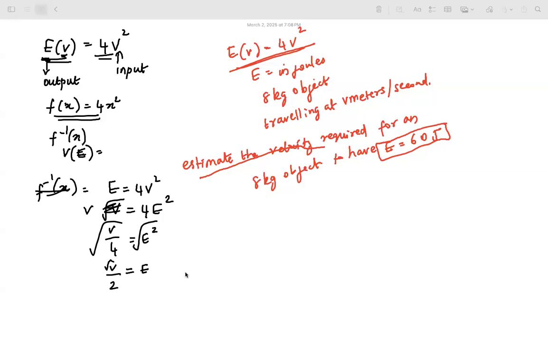Did I do the right thing, guys? One minute. E will be equal to 4V square, so I just wanted to solve for V. One minute. See, this one you can directly substitute. One minute, guys.